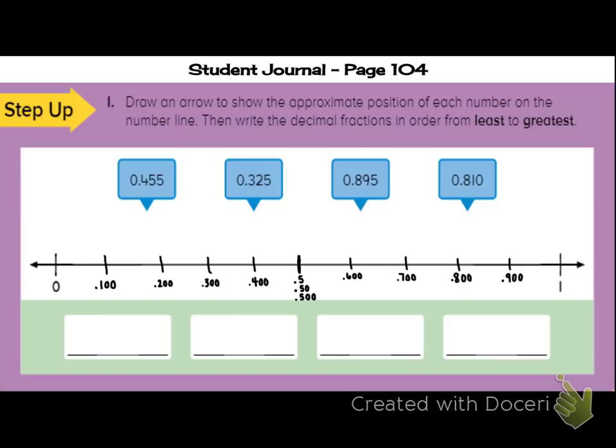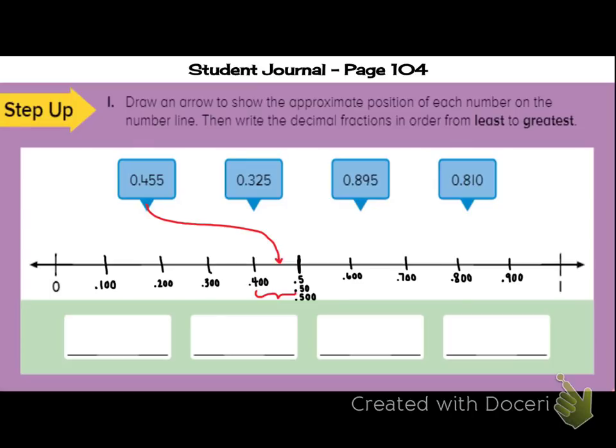All right, so if I'm looking to figure out where 455 thousandths goes, I know that it's going to have to be between these two numbers, because here's your 400 and your 500. And I know that 450 is between 400 and 500. So it's going to have to be a little past halfway. That's where 455 would show up between 400 and 500.